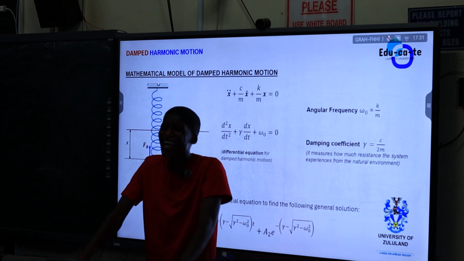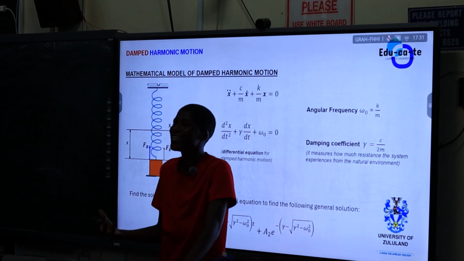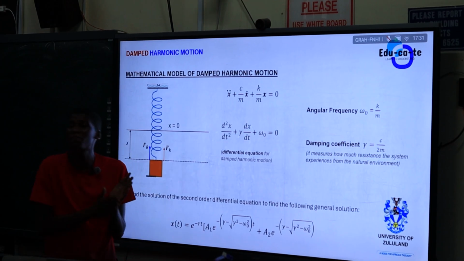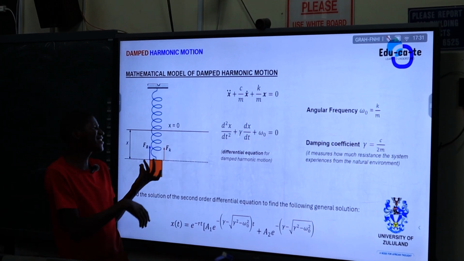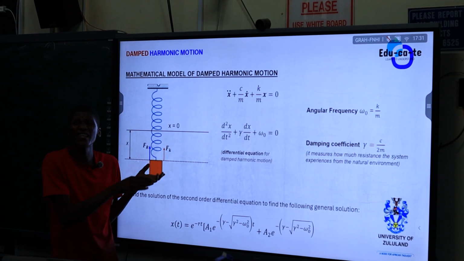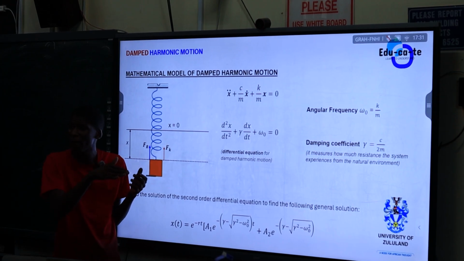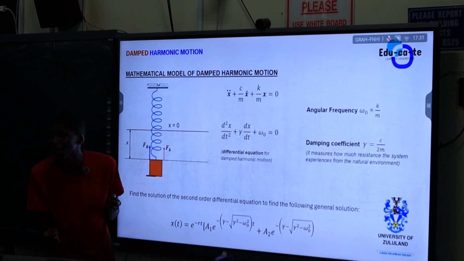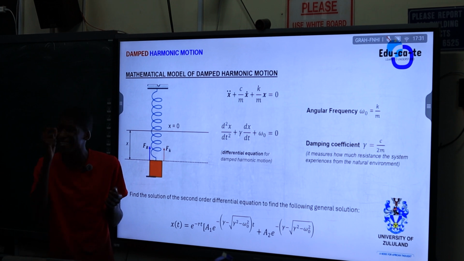It kind of measures how much resistance the system has. How much resistance is the system experiencing? Because the amplitude will decrease as the system slows down. It's being damped. It's a damped harmonic motion. Why is that? It's because there is friction. There is a force that is giving a resistance.